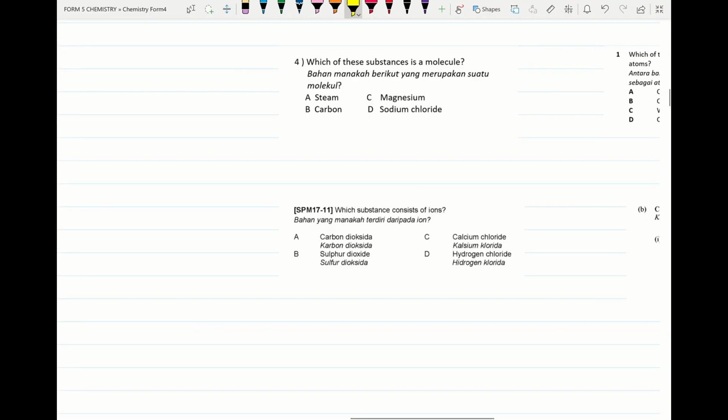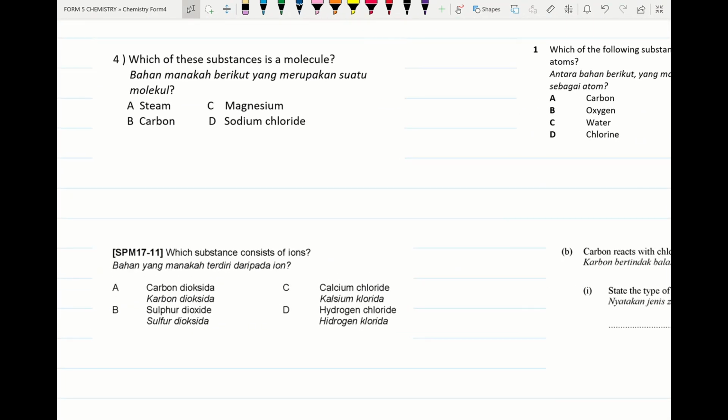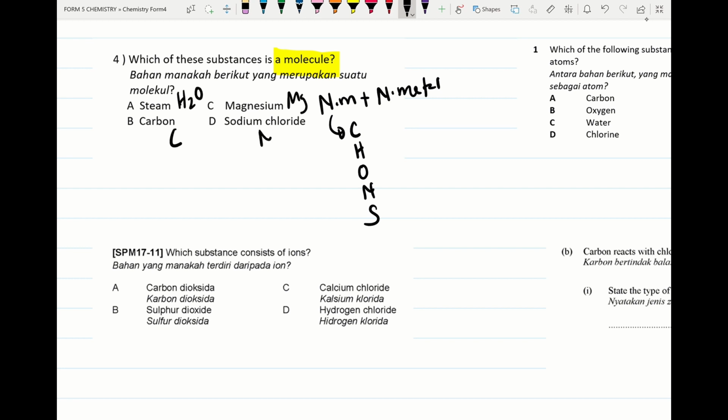Please remember. We try to do a few questions here. Which of the following substances exists as a molecule? Please remember, a molecule must have non-metal plus non-metal, and try to remember 5 non-metals: carbon, hydrogen, oxygen, nitrogen, and sulfur. Steam is made up of water, carbon, C, magnesium, Mg, sodium chloride.